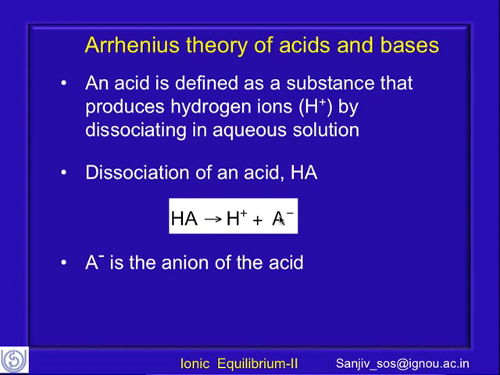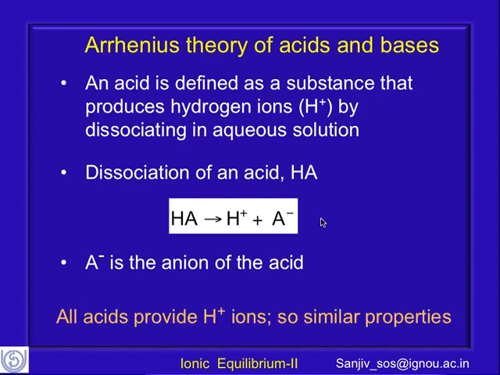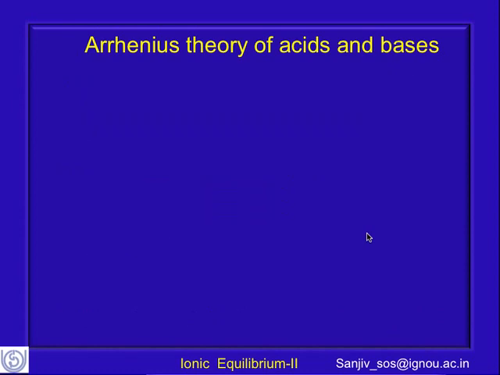Now, as per this definition, we see that all acids, irrespective of which acid you take, produce hydrogen ions. Since they all produce hydrogen ions, they have similar properties. I'm sure that in your earlier classes, say 6th, 7th, you learned about acids having a sour taste and things like that. All those properties are there because all the acids produce hydrogen ions. Okay, so what about the bases?